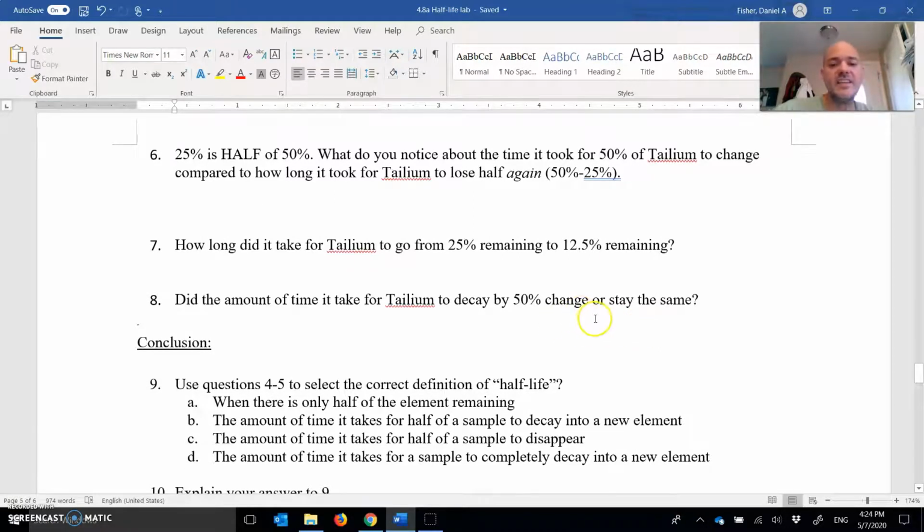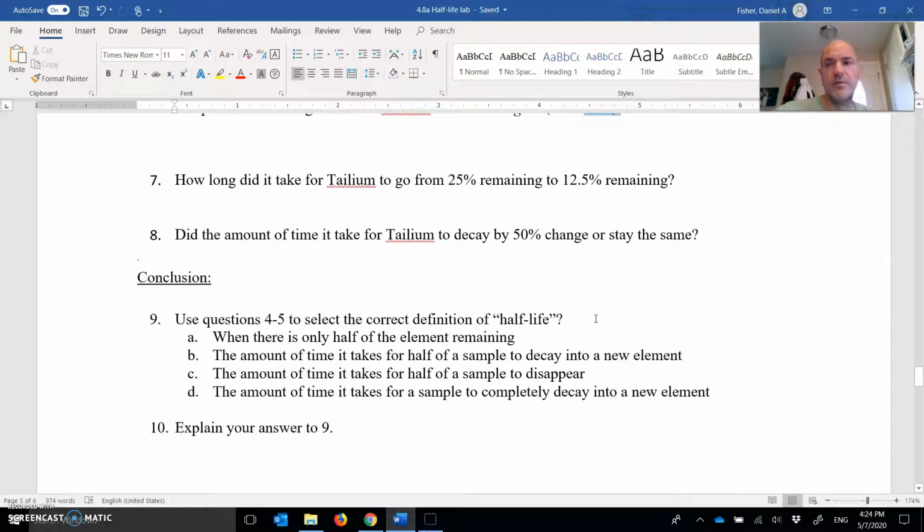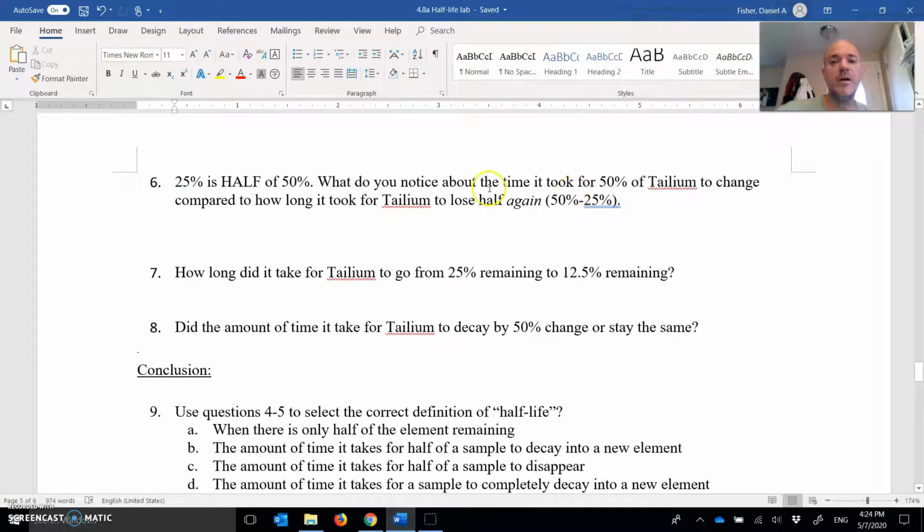And then you're going to take this and think about whether the amount of time it takes for half of it to decay changed or stayed the same. Remember, we're thinking about half of what is left. So the amount of time it takes to go from 100 to 50, from 50 to 25, from 25 to 12.5, from 12.5 to 6.25%.